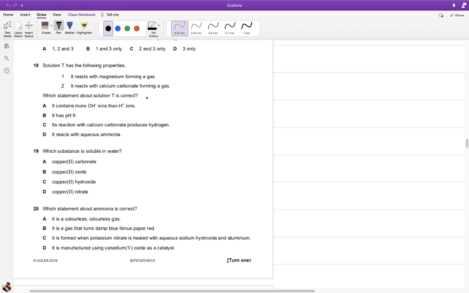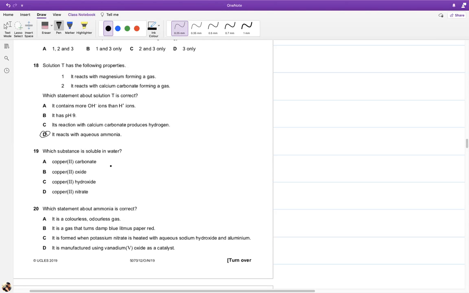So let's see. It contains more OH minus ion than H positive. नहीं. H positive ज़्यादा होगा तो acid होगा, otherwise तो नहीं होगा. It has pH 9 again. That is something about basic solutions. That's not the case here. It reacts with calcium carbonate to produce hydrogen. Oh God, this can't be right. It reacts with aqueous ammonia. Yeah, ammonia is base, so it does react with it. So this is our answer.